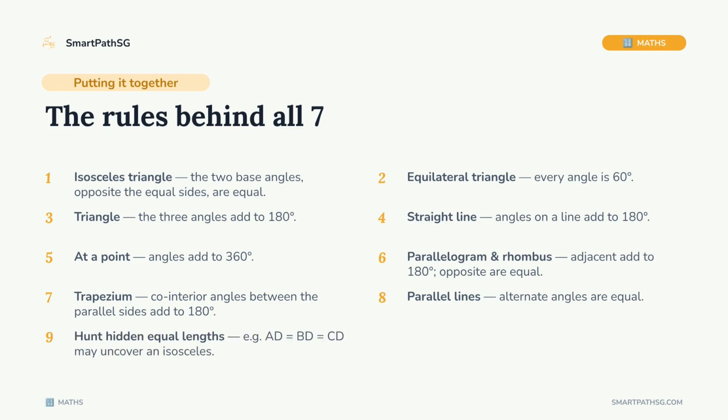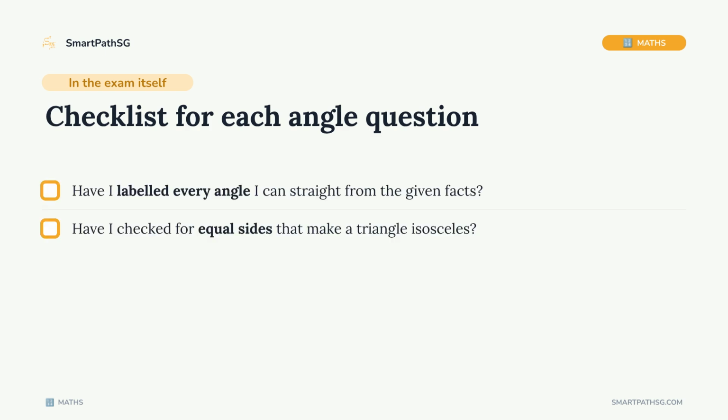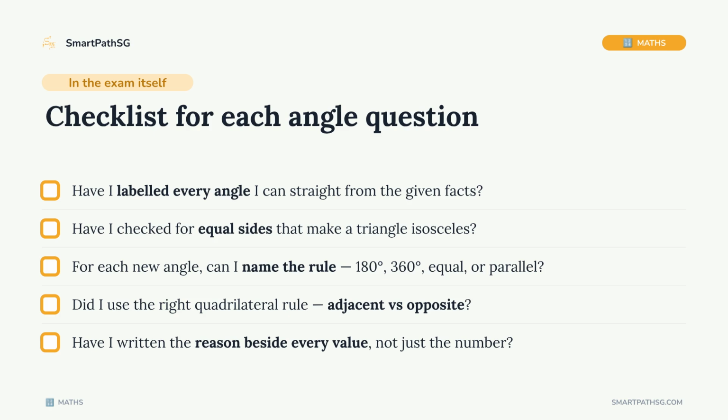Train your eyes for hidden equal lengths. And remember to state your reasons, as PSLE rewards method marks. Finally, in the exam itself, run this quick checklist. Label what you can. Look for equal sides. Name a rule for every new angle. Pick the right quadrilateral rule. And write down the reason. Now you have what it takes to solve every angle question.